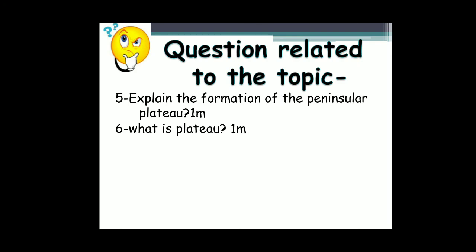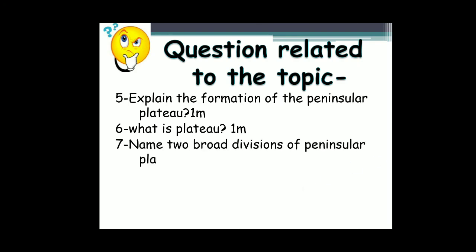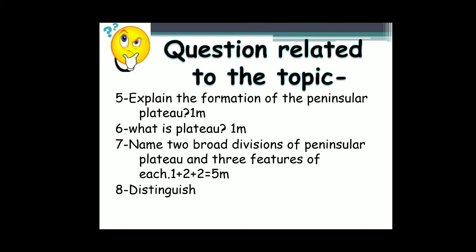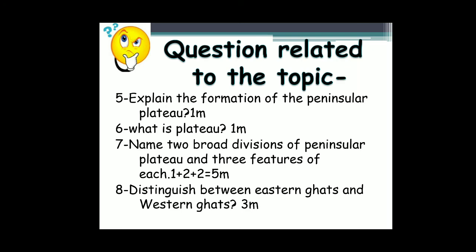What is a plateau? Then name 2 broad divisions of the peninsular plateau and 3 features of each. 1 plus 2 plus 2, a 5 mark question. First you will write the names of the divisions of the peninsular plateau, like Central Highland and Deccan Plateau. Then 3 features of Central Highland and 3 features of Deccan Plateau. Then distinguish between Eastern Ghats and Western Ghats: 3 points for Eastern Ghats and 3 points for Western Ghats.